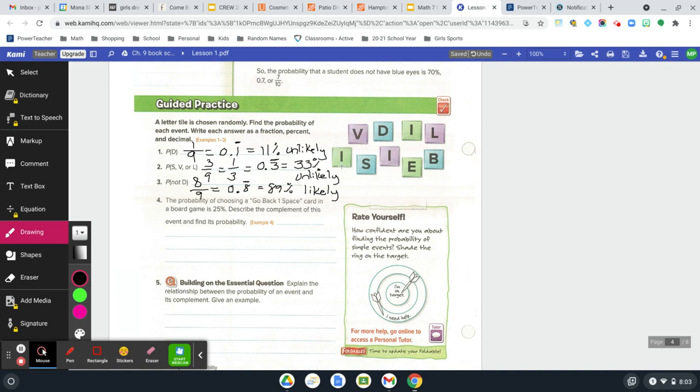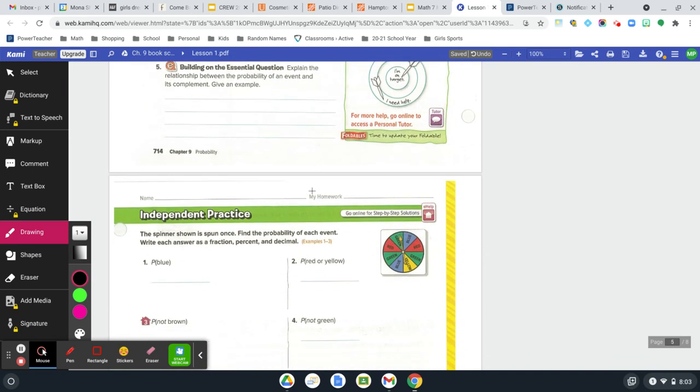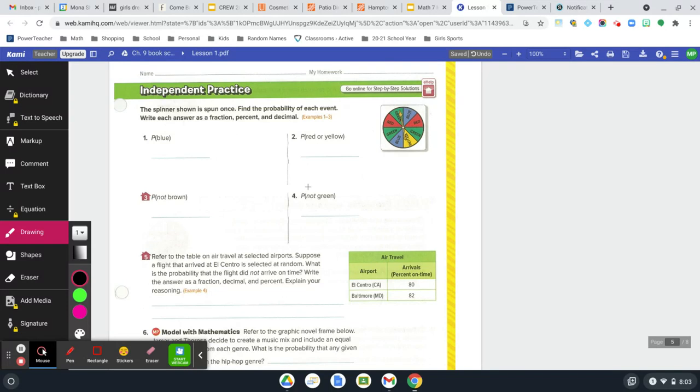All right, so I'm going to have you try a couple and see if you're catching on. So go to Independent Practice on page 715 and go ahead and try number 1, 2, 3, and 4. And you're using this spinner over to the right. So it says the spinner shown is spun once. Find the probability of each event. Write each answer as a fraction, percent, and decimal. So do the same thing that we've just done on the previous examples. Try that for me and pause the video. And then when you're all set, unpause and check your work.